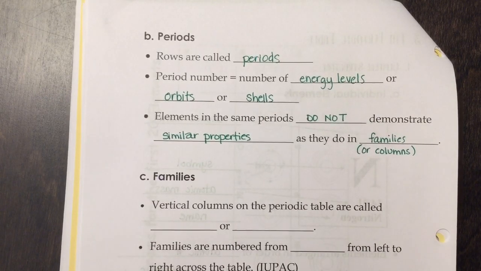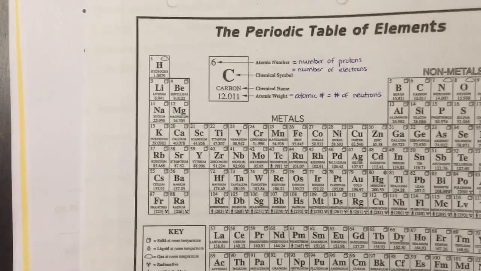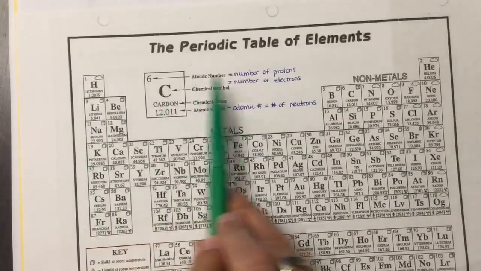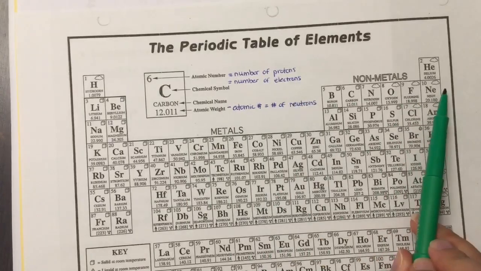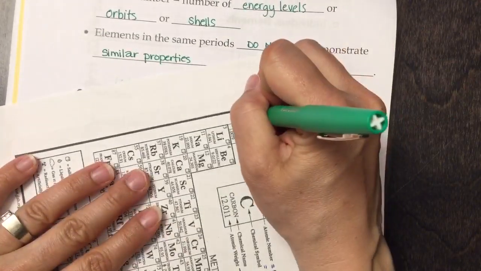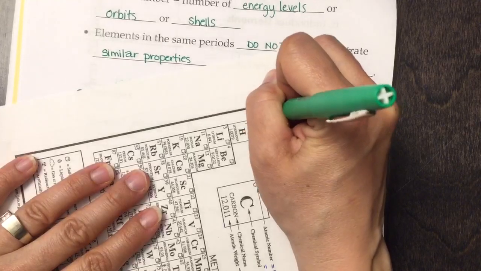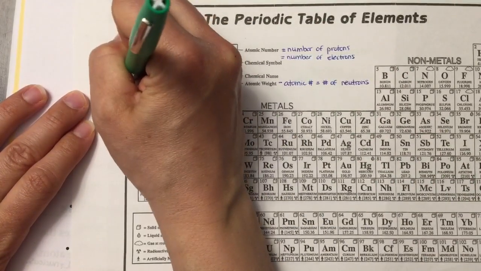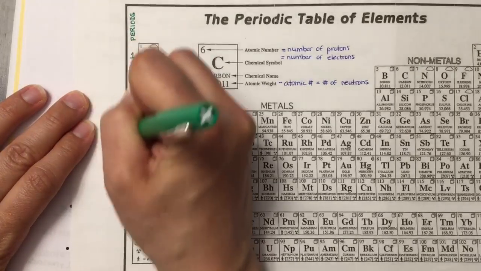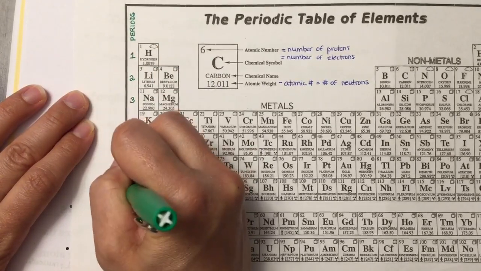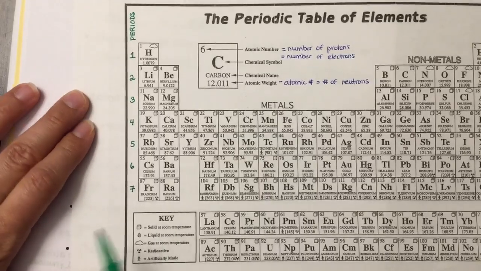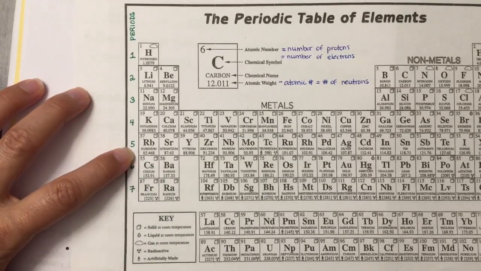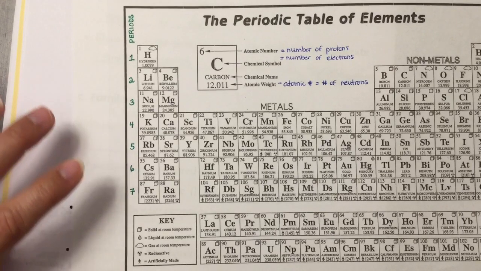Okay, so take out your periodic table. Our periods are these things here. Each row is a period. So I'm going to write that over here: periods. And then I'm going to number my periods. So I have 1, 2, 3, 4, 5, 6, and 7. This will tell me if I'm looking at rubidium, I'm in the 5th period, which means rubidium has 5 shells. That's super important.